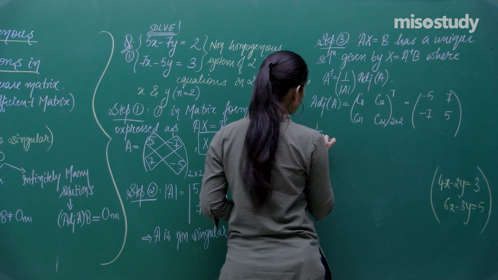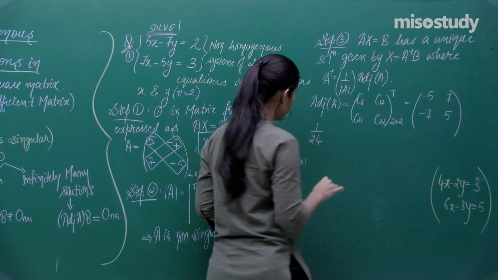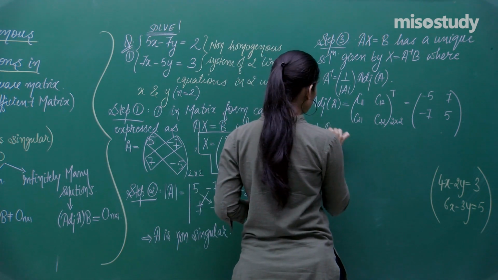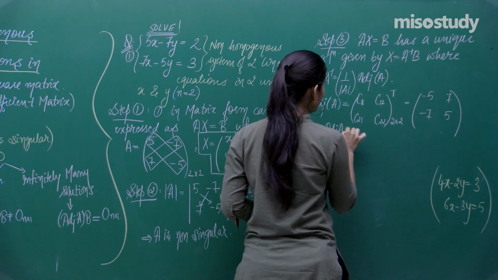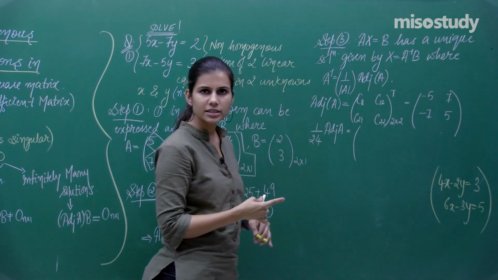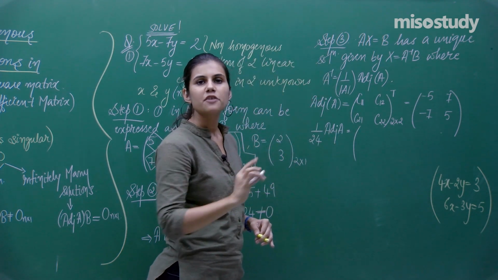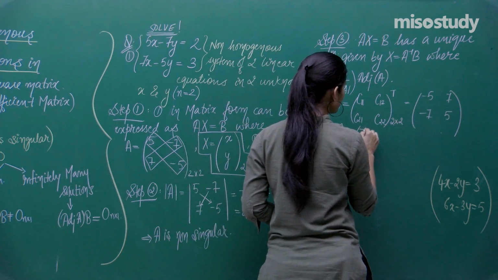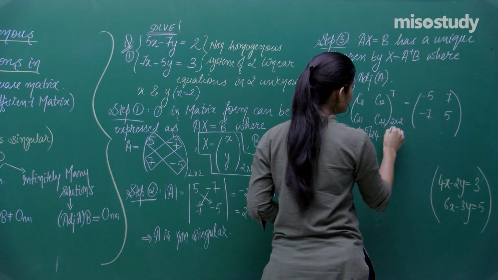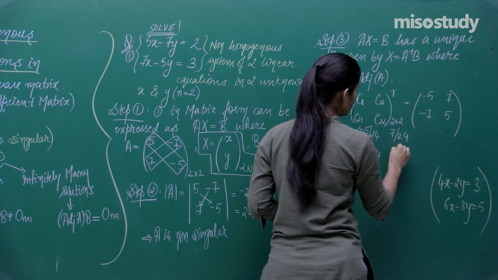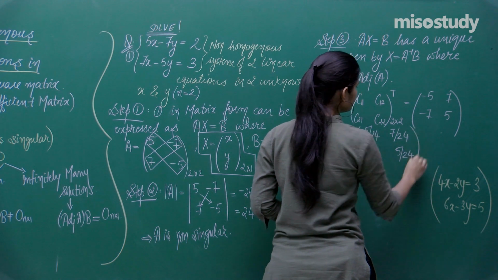Obviously, 1/24, because 24 is determinant of A. So 1/24 is the scalar times adjoint of A. When a scalar is multiplied by a matrix, that scalar gets multiplied by every element of the matrix. So 1/24 gets multiplied with this matrix, so you eventually get minus 5/24, 7/24, minus 7/24, 5/24.